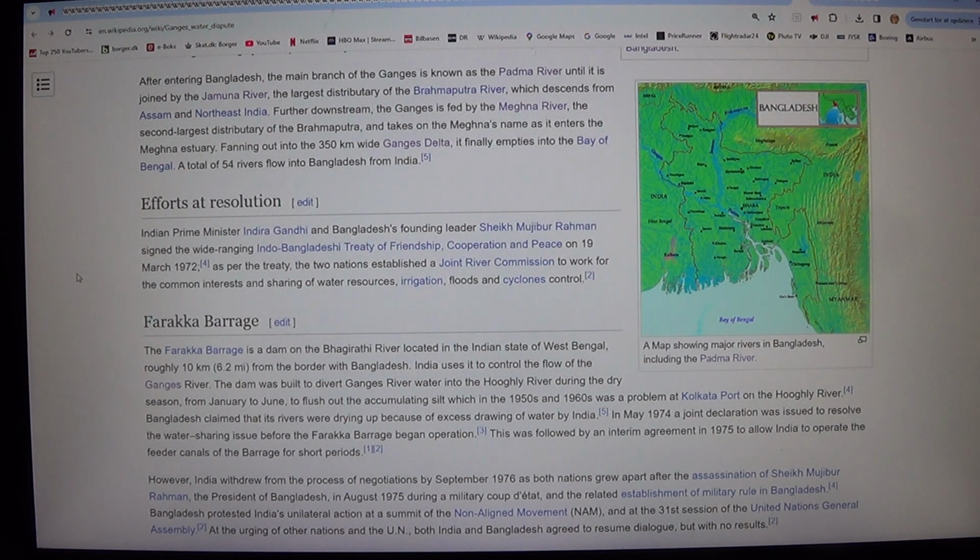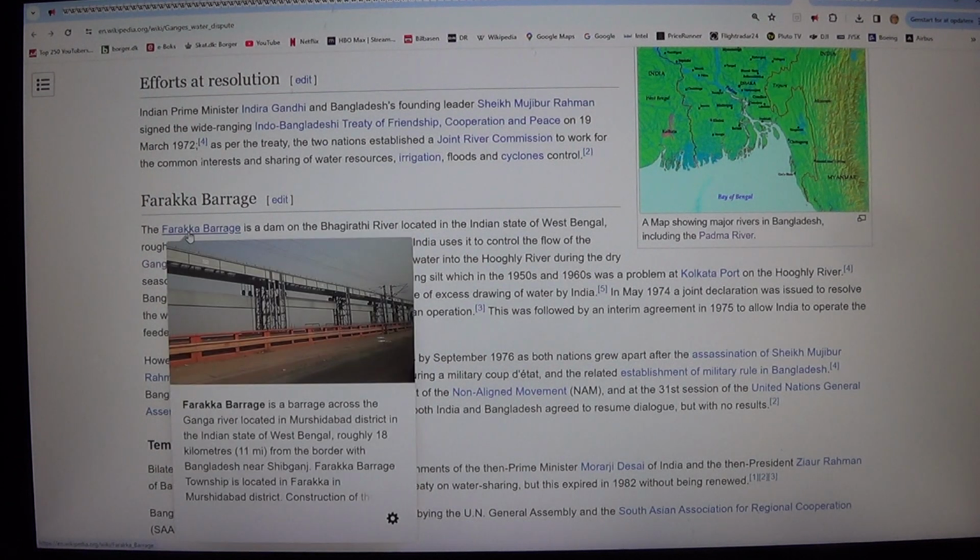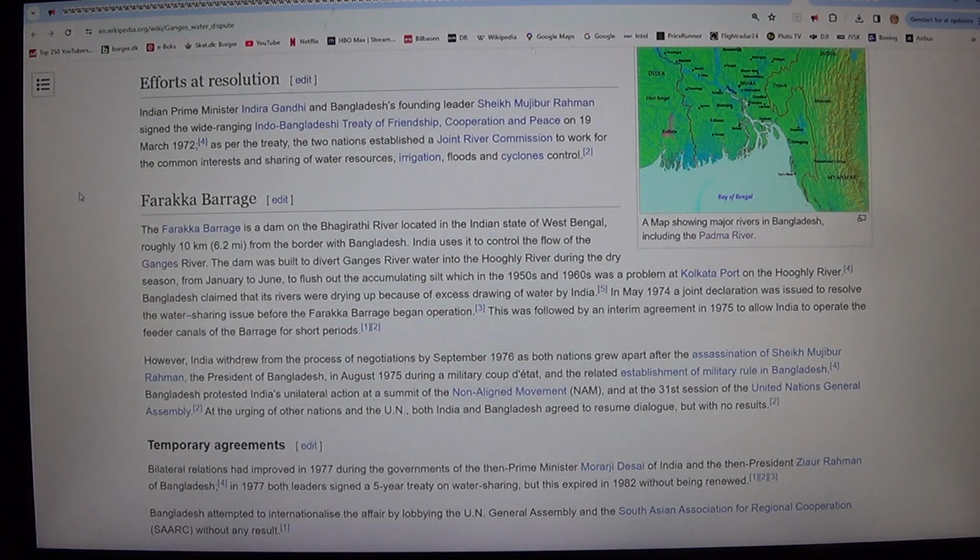Efforts at resolution. Indian Prime Minister Indira Gandhi and Bangladesh's founding leader Sheikh Mujibur Rahman signed the wide-ranging Indo-Bangladeshi Treaty of Friendship, Cooperation and Peace on the 19th of March, 1972. As per the treaty, the two nations established a joint river commission to work for the common interests and sharing of water resources, irrigation, floods and cyclones control.